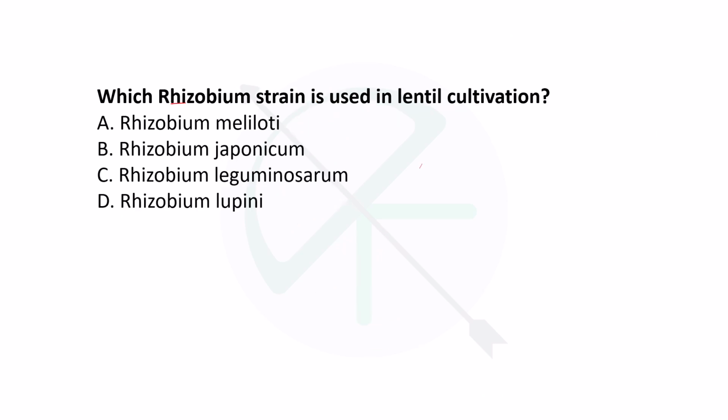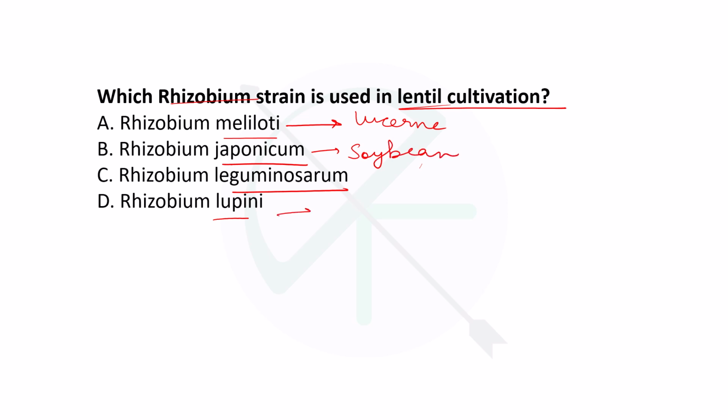Which rhizobium strain is used in lentil cultivation? Rhizobium meliloti, japonicum, leguminosarum, and lupini. So we all know that meliloti is for lucerne or alfalfa. Japonicum is for soybean, and lupini is for lupinus. And leguminosarum is for our lentil. This is for lentil, peas, lathyrus.